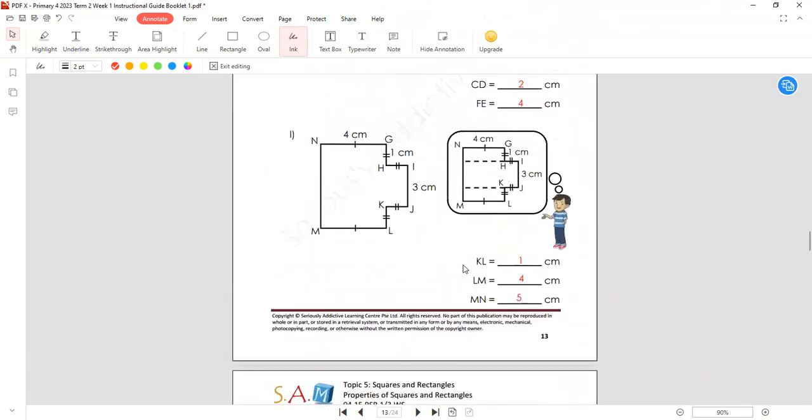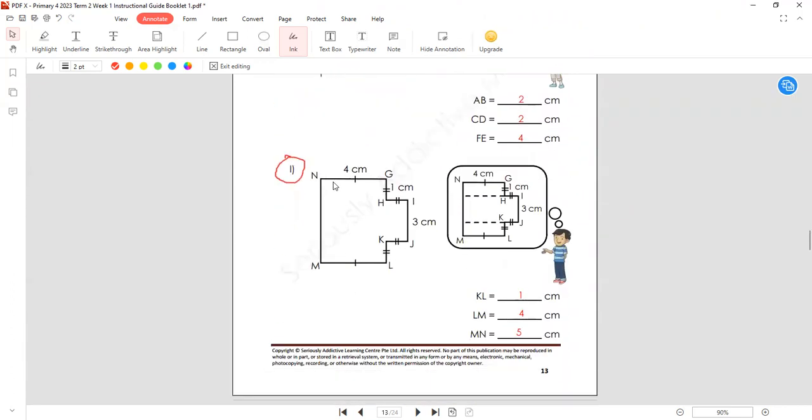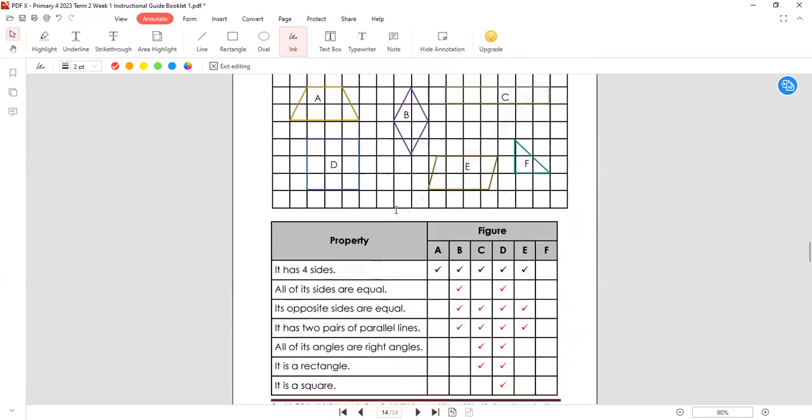This can be a bit complex. One question to do will be KHJKL, question L. Same thing. What is KL? Look for the hatch marks. KL is 1. What about LM? LM would be 4 cm. What about NM? NM would be this side plus this side plus this side, which is 5 cm.